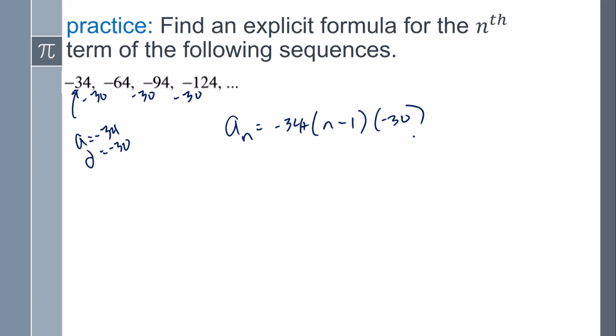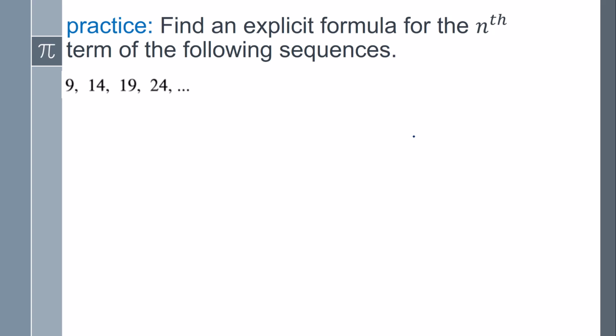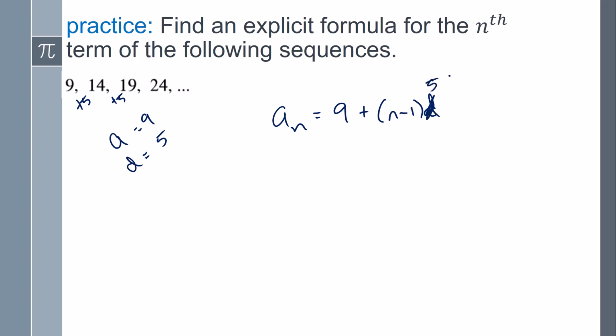I know you might be thinking, is your common difference going down every time? No, it can go up. So this one we're adding 5 every time. My first term is 9. My common difference is 5. So that's going to be 9 plus (n minus 1) times d, and my d is 5. So times 5.